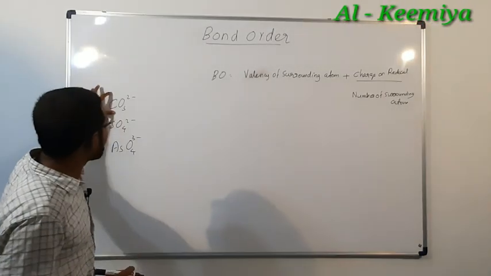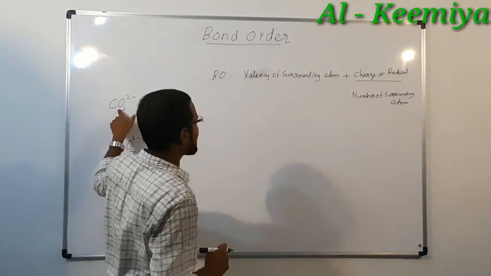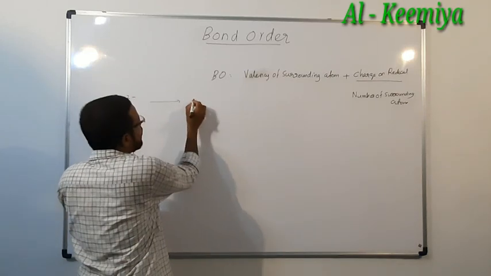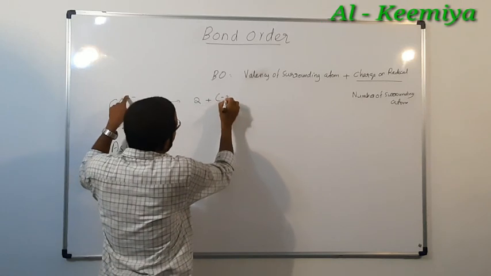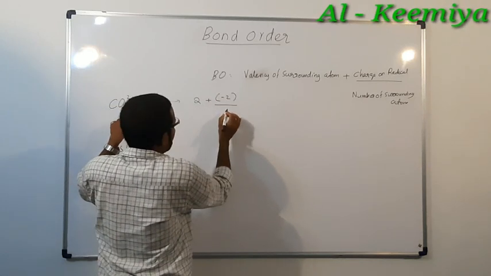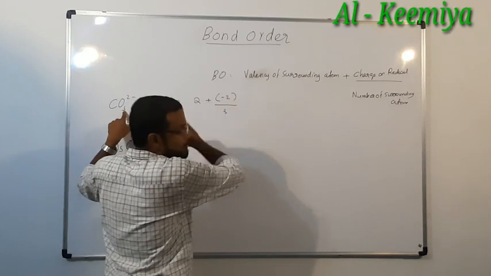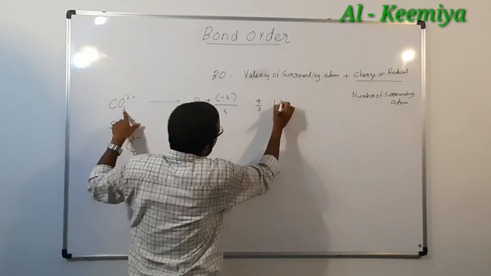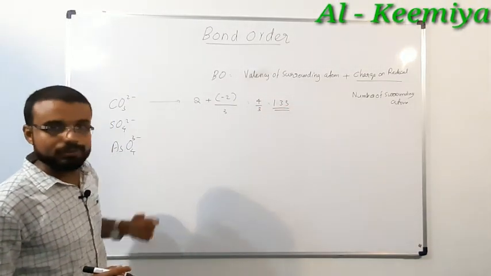See, we can take the first example, CO3 2 minus. The peripheral atom or surrounding atom is oxygen. The valency of oxygen, we know, is 2, plus the charge on the radical, minus 2, divided by the number of peripheral atoms, which is 3. So 3 into 2 is 6, minus 2 is 4, 4 by 3, that is 1.33 is the bond order. We already got this in the former method.